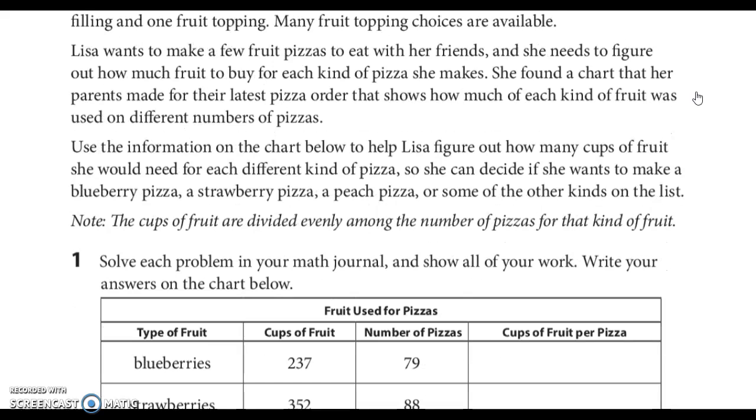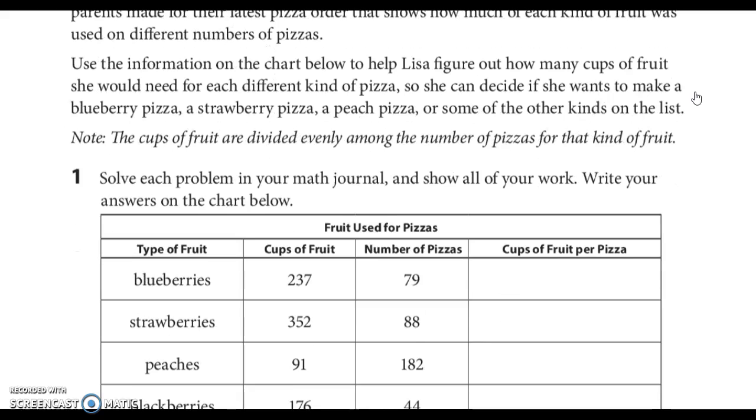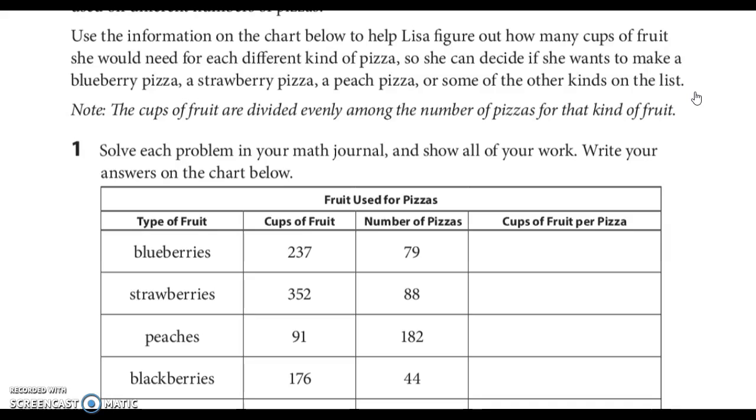Lisa wants to make a few fruit pizzas to eat with her friends, and she needs to figure out how much fruit to buy for each kind of pizza she makes. She found a chart that her parents made for their latest pizza order that shows how much of each kind of fruit was used on different numbers of pizzas. Use the information on the chart below to help Lisa figure out how many cups of fruit she would need for each kind of pizza, so she can decide if she wants to make a blueberry, strawberry, peach, or some other kind on the list.